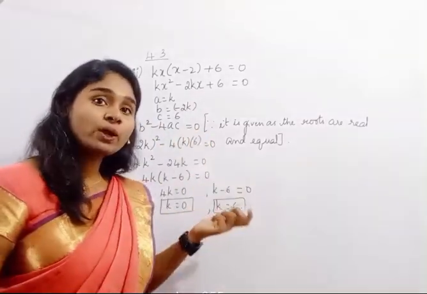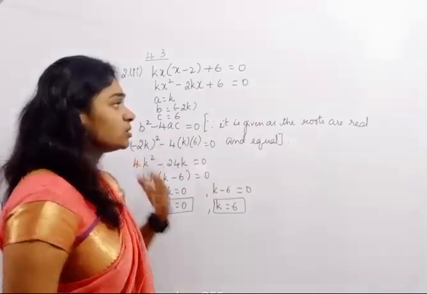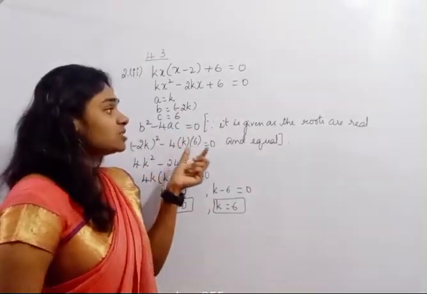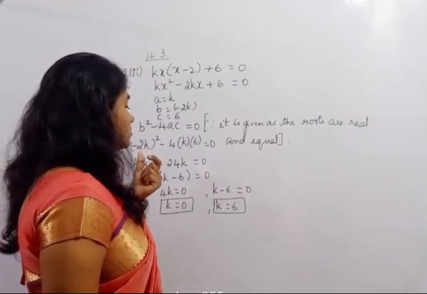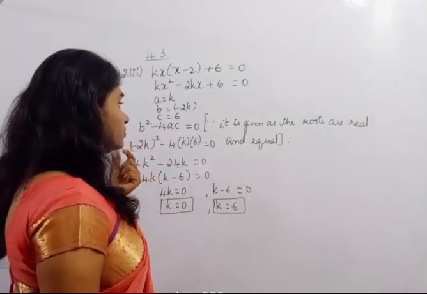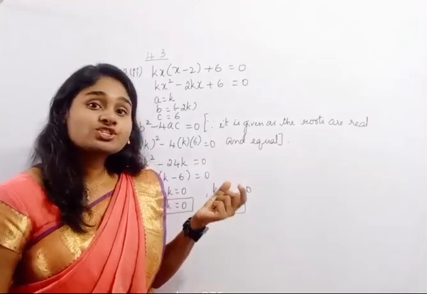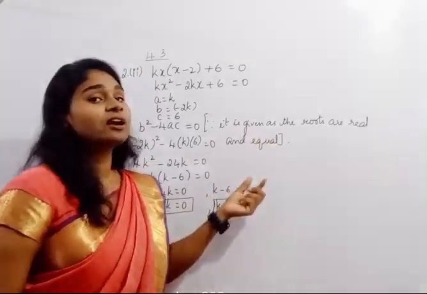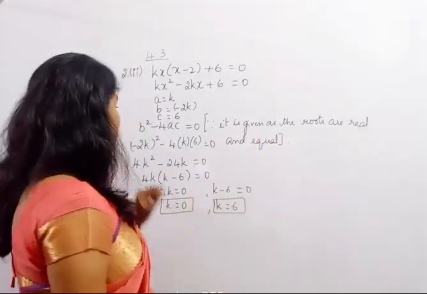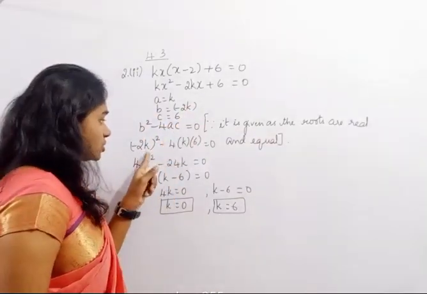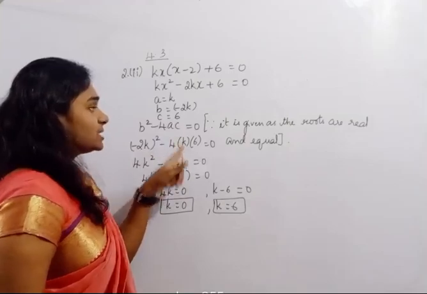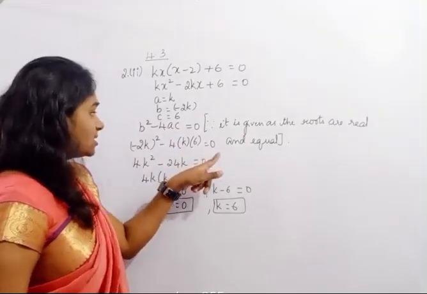Why have we equated it to 0? Because in the question it is already given that the roots are real and equal, right? So now substituting, b is equal to minus 2k whole square, minus 4 into a is k and c is 6, is equal to 0.